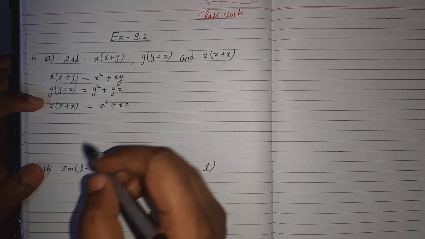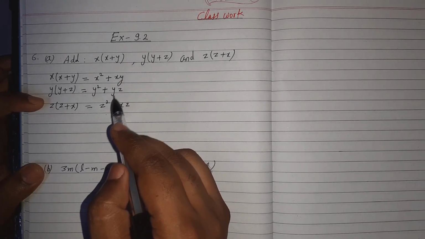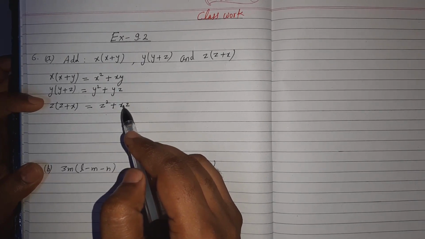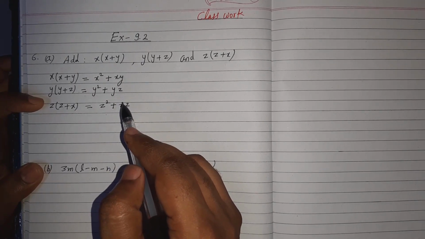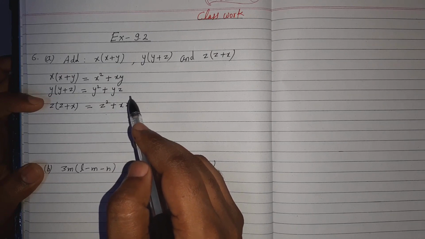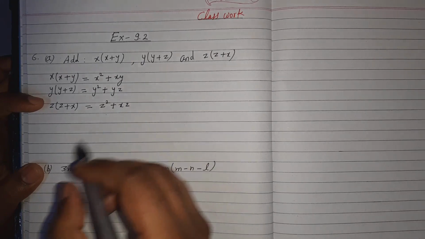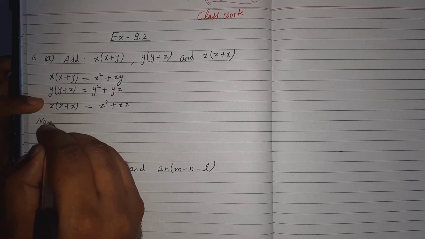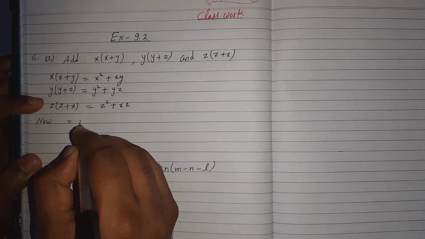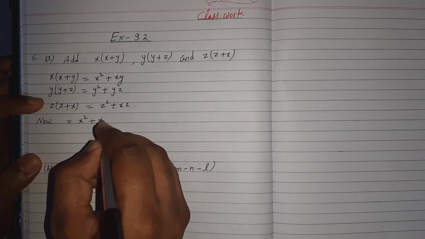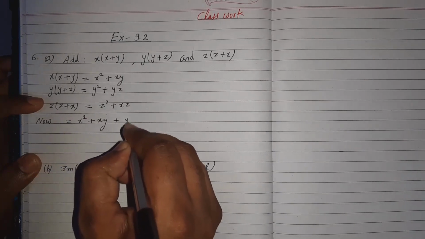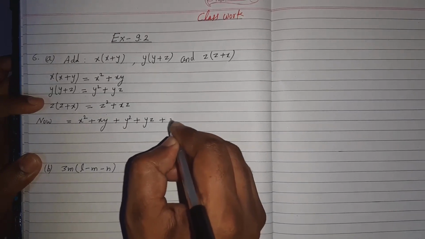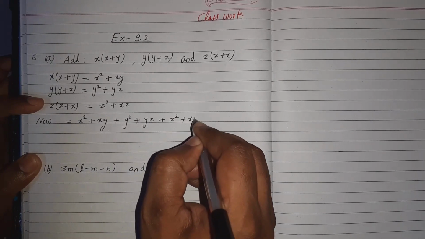Now we will add these polynomials. You can see in these three polynomials there are no like terms, so it will be convenient if we use the horizontal method. So we can write like this: the first polynomial x square plus xy, plus the second polynomial y square plus yz, and the third polynomial z square plus xz.